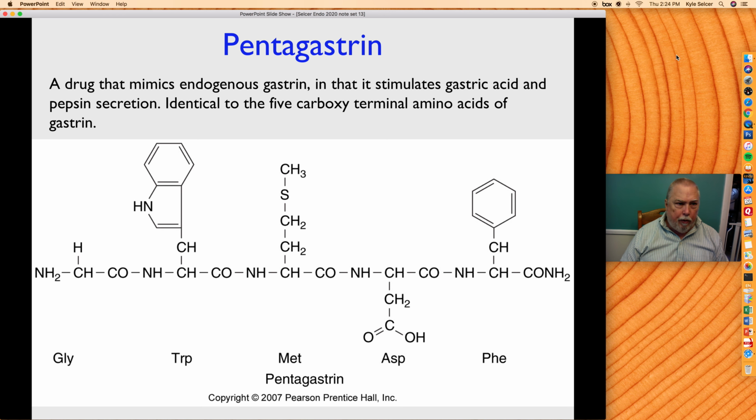Pentagastrin is a drug that was produced by the pharmaceutical companies that has just those 5 amino acids. It mimics endogenous gastrin, so it acts like gastrin if you give it externally. It stimulates gastric acid secretion, so it stimulates pepsinogen secretion, and it's identical to the 5 carboxy-terminal amino acids of gastrin. It's also used diagnostically. If they think there's something wrong with your gastrin secretion system, with your ability to produce stomach acids in general, people have digestive disorders, they can give you this compound and find out whether you produce stomach acid. So is it a signaling problem?